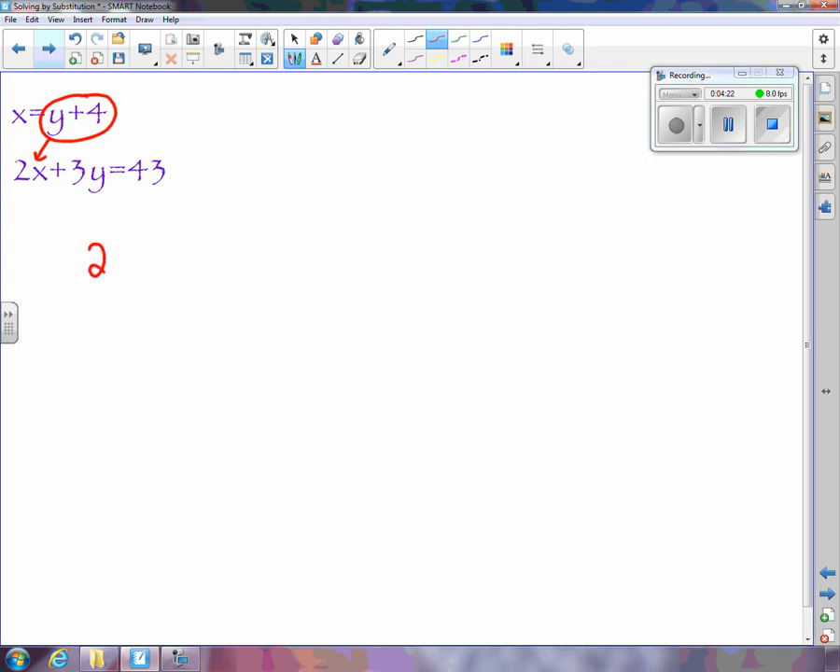So I get 2 times (y plus 4) plus 3y equals 43. I know that this equation looks like it's more complicated. However, this is desirable because there's only one variable instead of 2 like there were in the previous equations. So now it's just a matter of simplifying and solving using algebra 1.